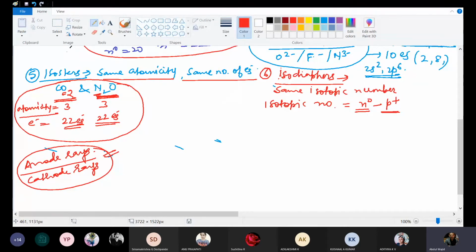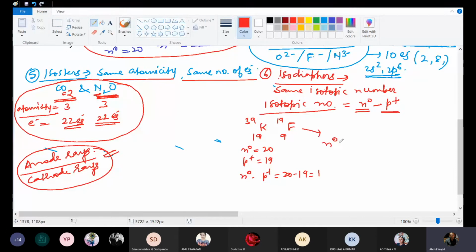One point is there. Isotopic number means the number of neutrons minus the number of protons, so the difference between the number of neutrons and protons is called isotopic number. You can mention infinite examples for this. Potassium 39 with atomic number 19 and fluorine 19 with atomic number 9. Here, how many neutrons are there? 20. How many protons? 19. So neutrons minus protons is 20 minus 19, that is 1.